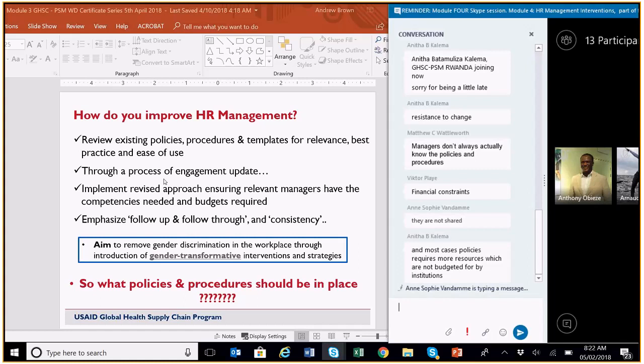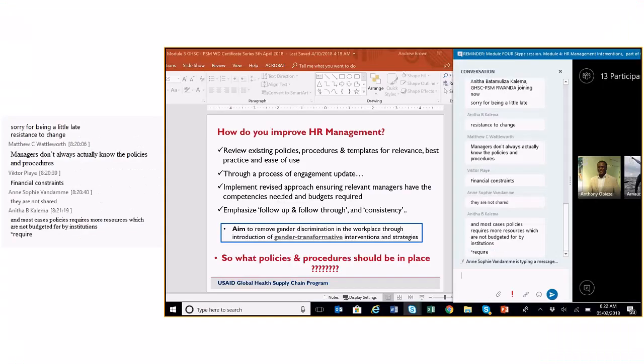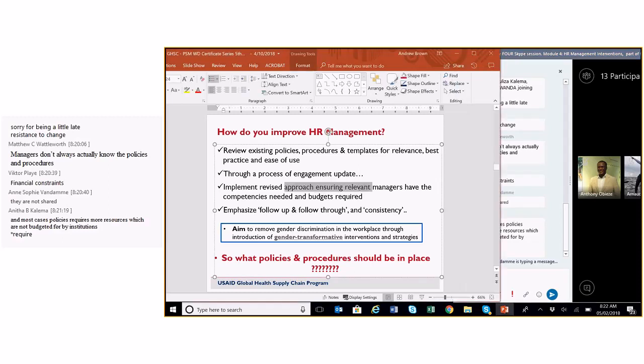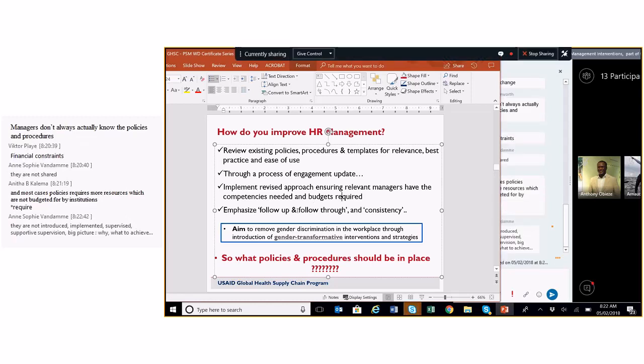Now, after you've revised a process, then you must implement the revised process, ensuring that relevant managers have the competencies and budgets, and I noticed some people mentioning finance, in order to follow through on the HR procedures. And again, from my perspective and my experience in business and a range of organisations, the human resources are the engine room for any organisation to succeed. And often we don't give enough time to maintaining that particular engine.